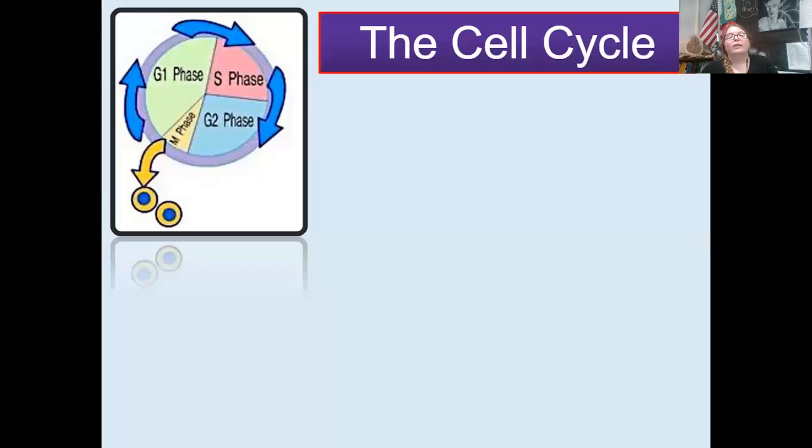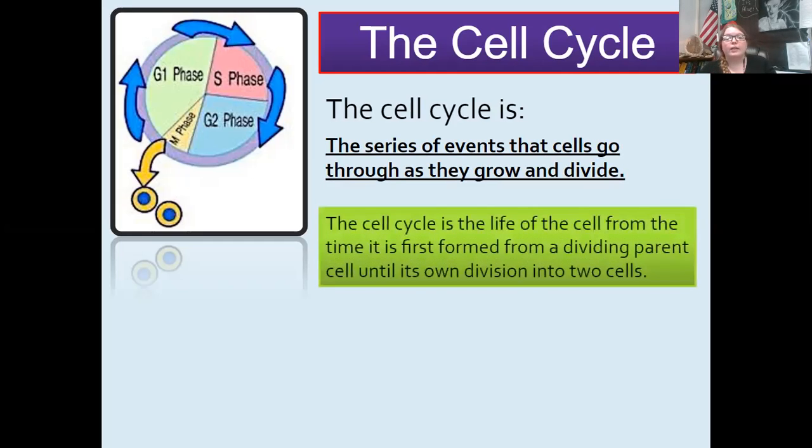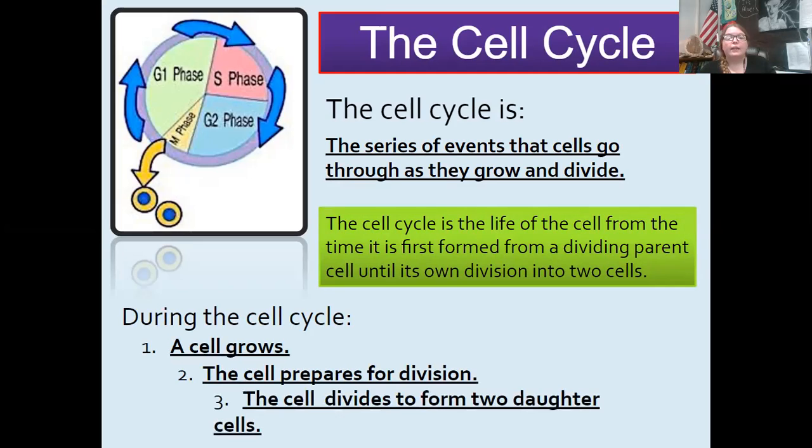Okay, so the cell cycle. This is what I want to focus on today. We will talk more in depth about the steps of mitosis in the next video, but let's talk about the cell cycle as a whole real quick. The cell cycle is a series of events that cells go through as they divide. This is the entire life cycle of a cell here. The cell cycle is the time from when it's formed until the time that it divides. During the cell cycle, it grows, it prepares for division, and then it divides to form 2 daughter cells.